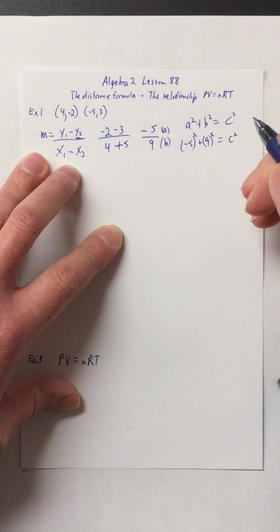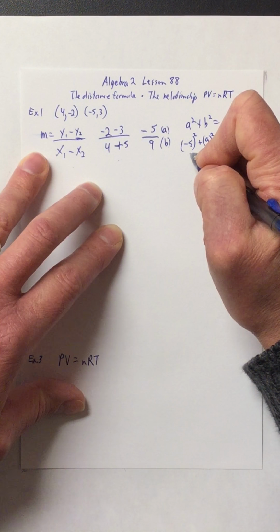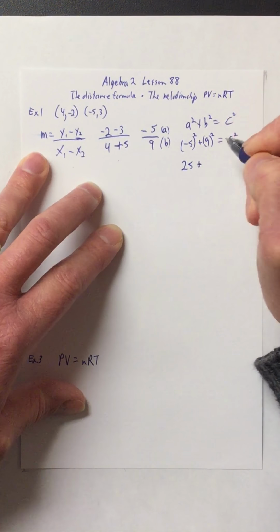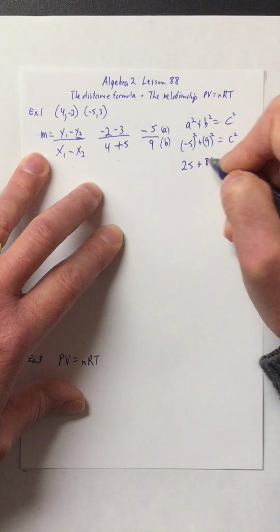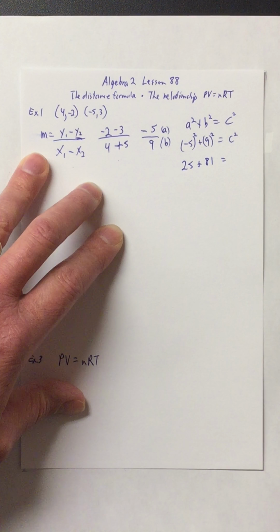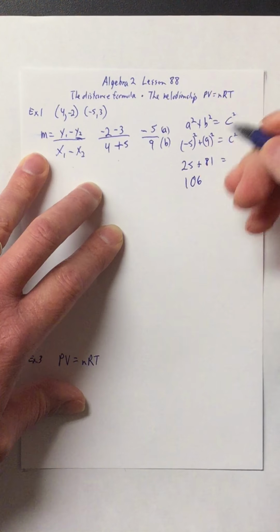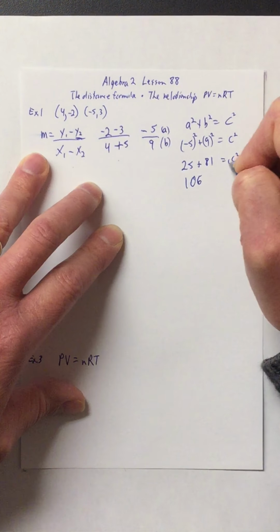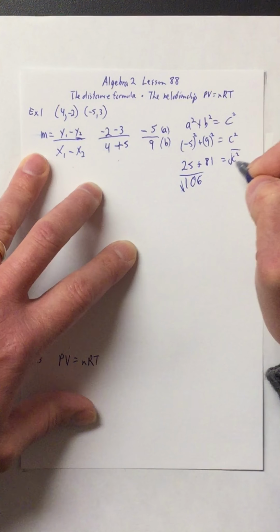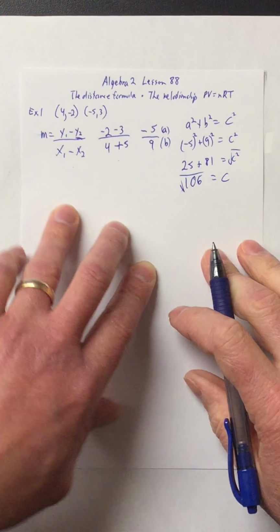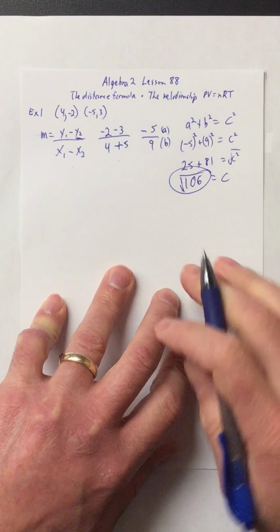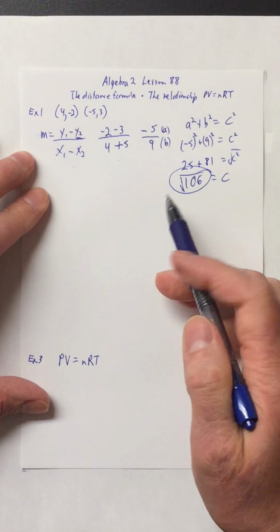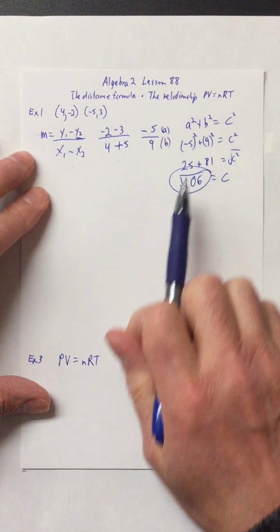So negative 5 squared is 25. 9 squared is 81. Let's add those together. 81 plus 25 equals 106. And then I'd want to square root both sides, so the square root of 106 is equal to c, or my hypotenuse. And you can see that is my answer to the problem right there. Now I did that in two steps. I used my slope formula and then used the Pythagorean theorem.